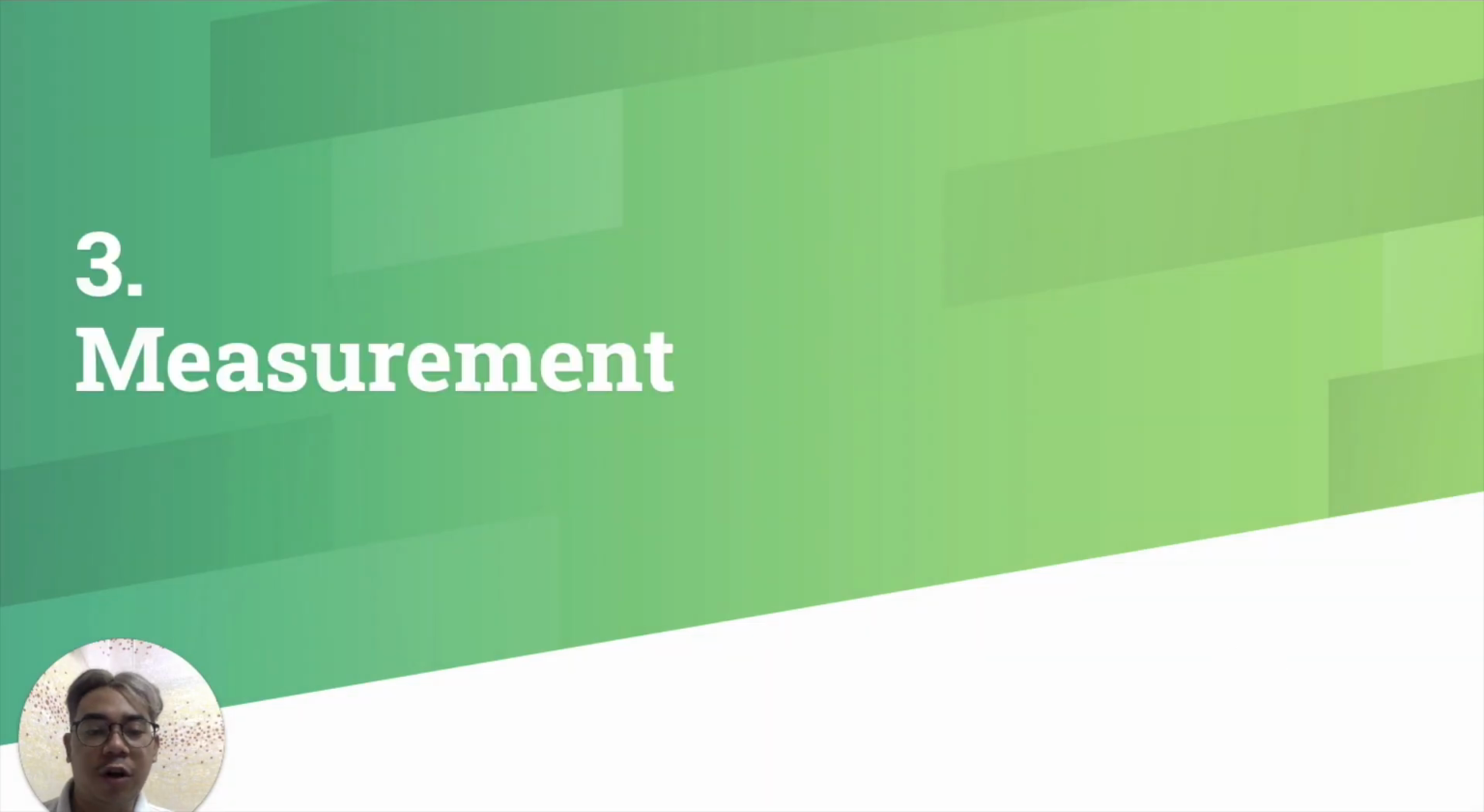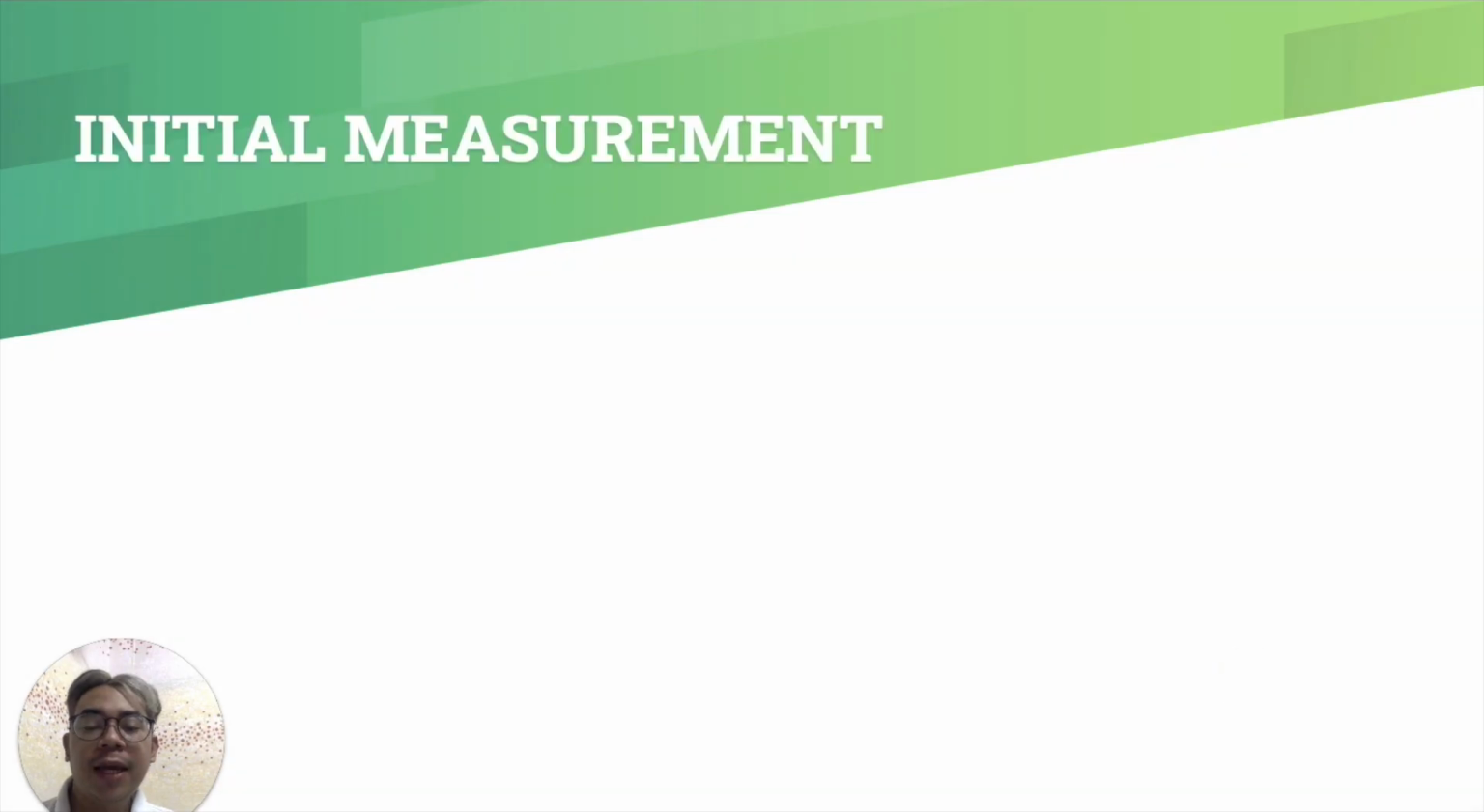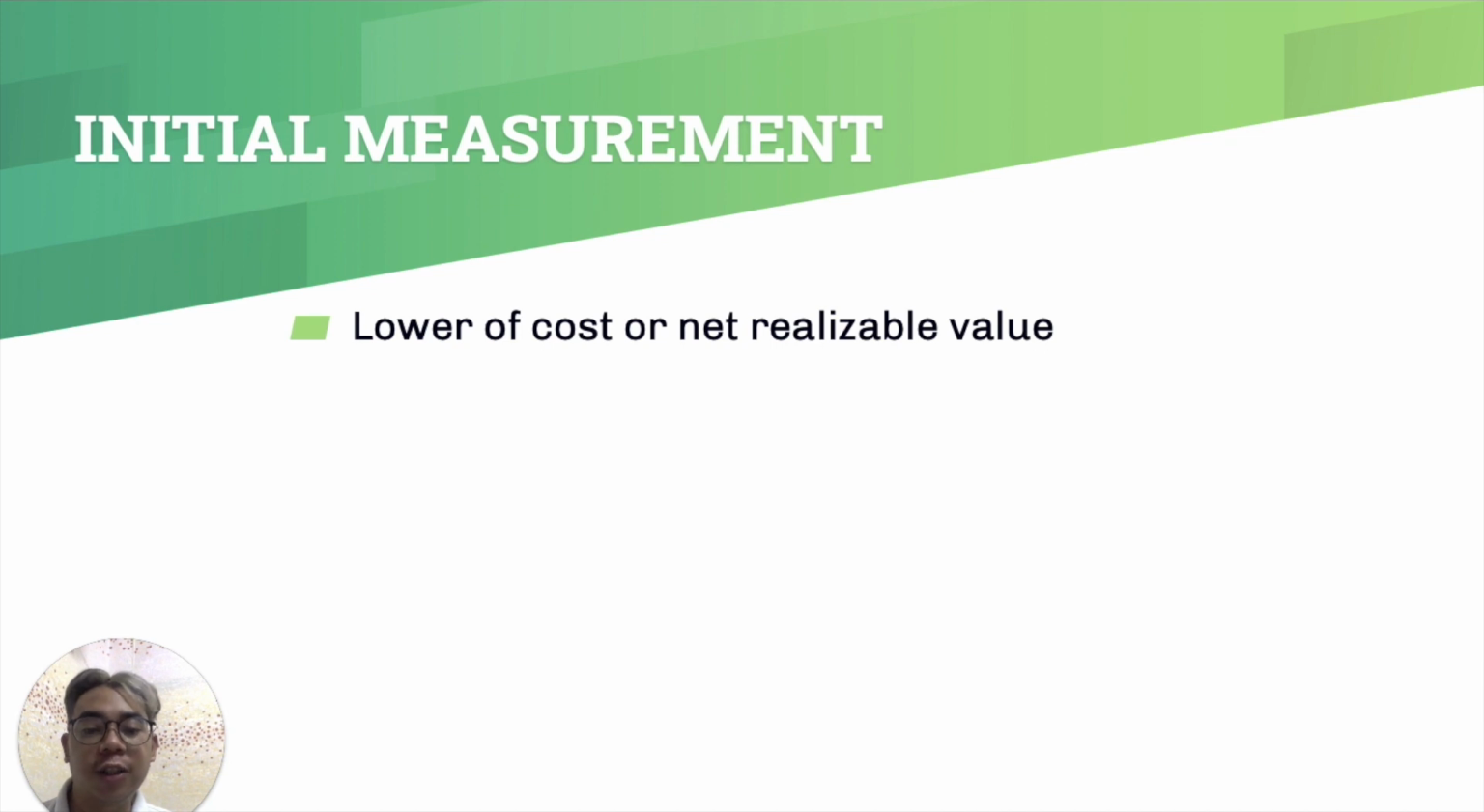Our next topic is on the measurement of inventory. So according to PAS 2, initially, inventory should be measured at lower of cost or net realizable value. Pero take note, initially, parang hindi pa naman natin na-measure ang net realizable value or NRV. So ang gagamitin na lang muna natin ay yung cost. So what comprise cost? Cost comprise the following.